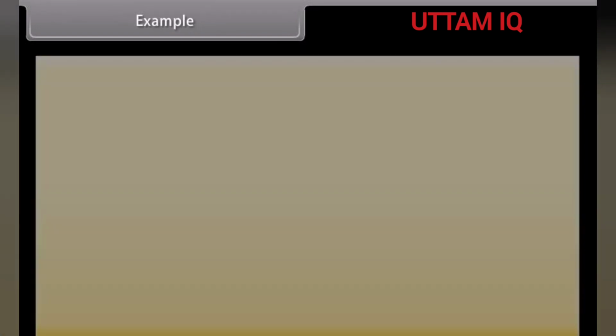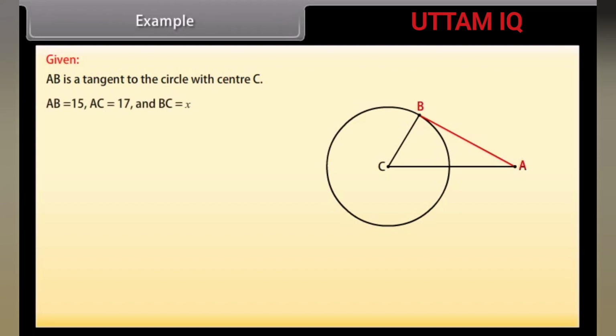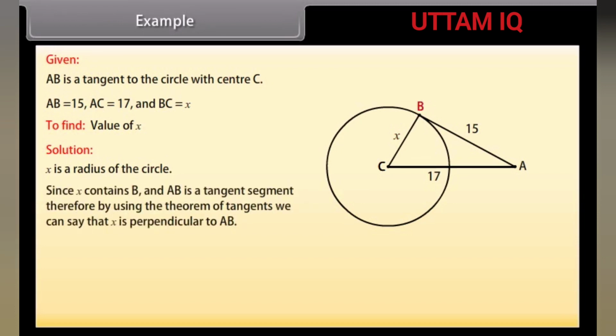Example. Now look at this figure. We can see that AB is a tangent to the circle with center C. AB is 15, AC is 17, and BC is x. We have to find the value of x. We can see that x is a radius of the circle. Since x contains B and AB is a tangent segment, by using the theorem of tangents, we can say that x is perpendicular to AB.